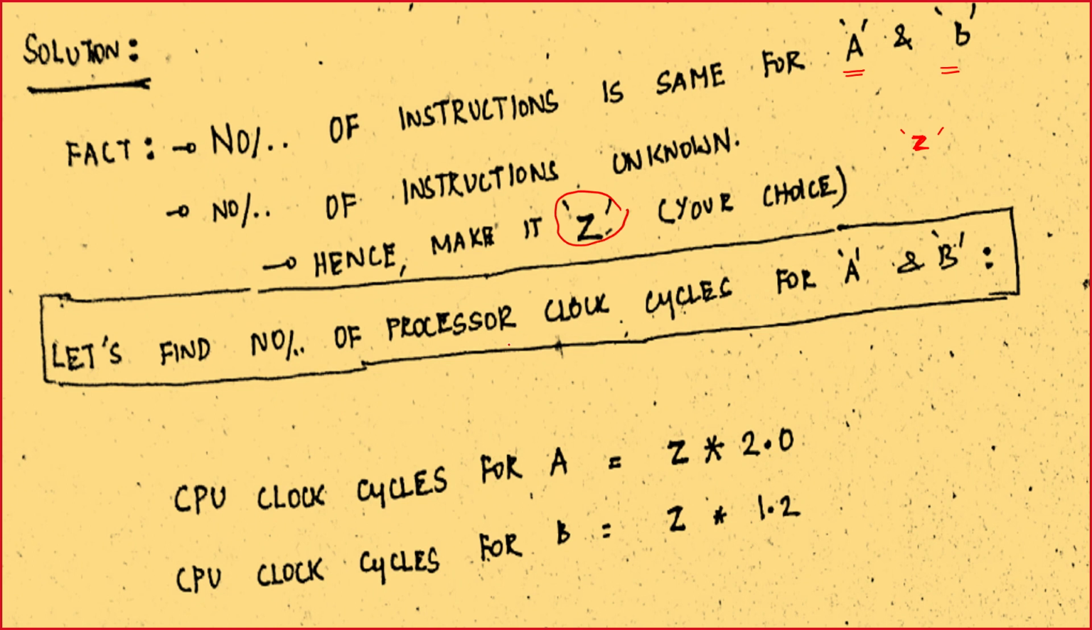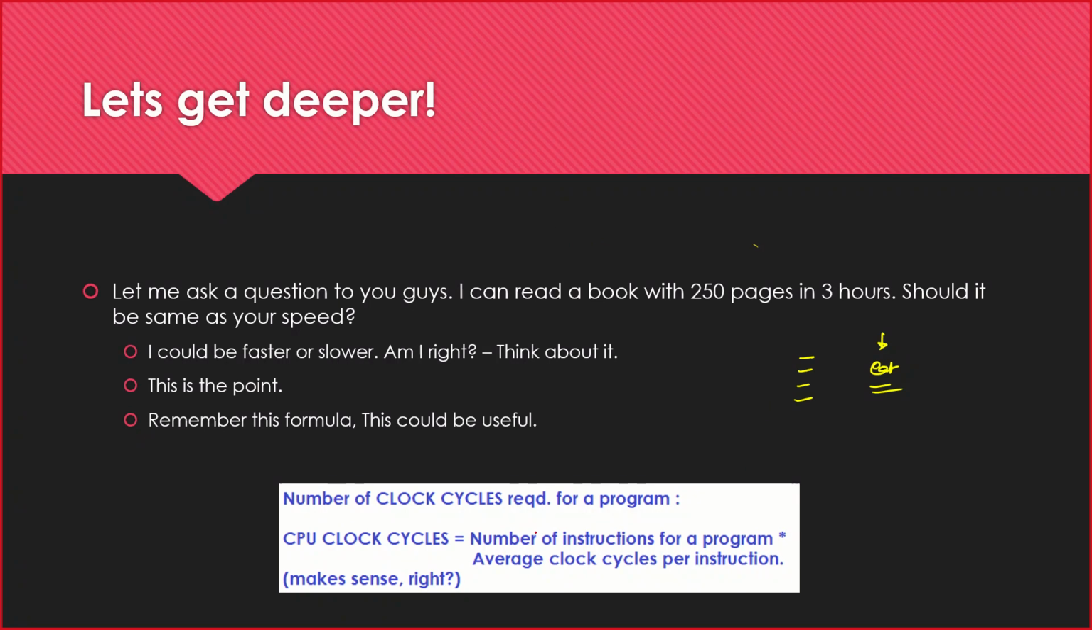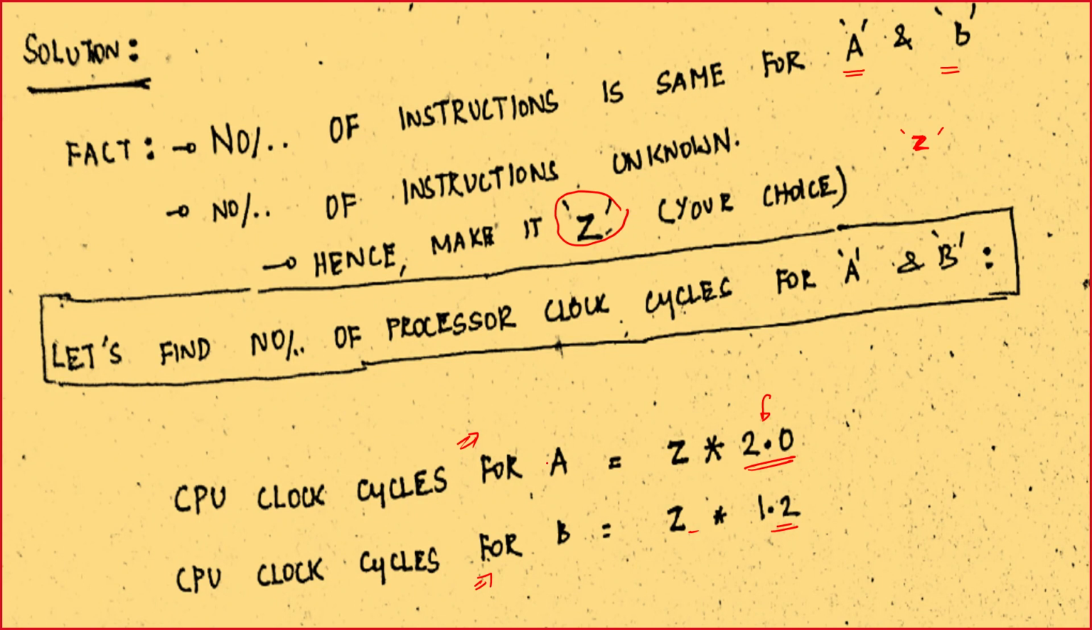Right? Now, how do you find the clock cycles? Very simple. Z into 2.0, Z into 1.2, because 2.0 is the CPI for A and 1.2 is the CPI for B, and the formula that we have used here is number of instructions into average clock cycles per instruction. So we need to multiply both of them. Now I calculate the CPU clock cycles for A and the CPU clock cycles for B. So it becomes Z into 2.0, Z into 1.2.